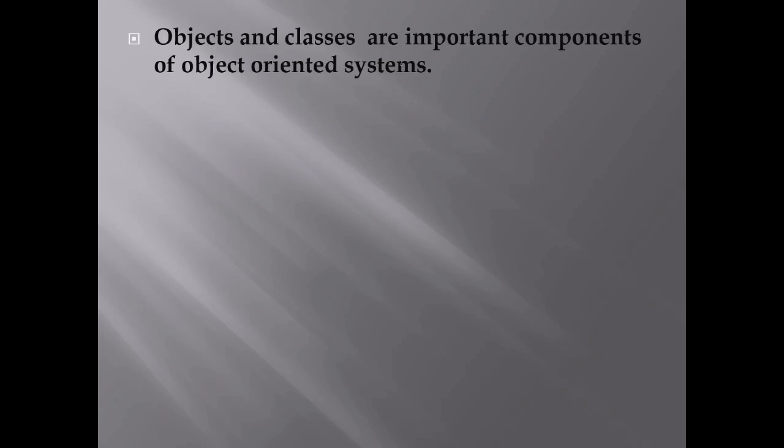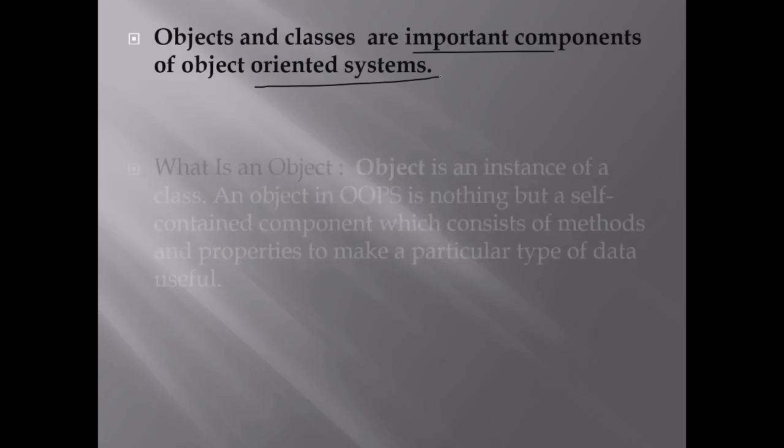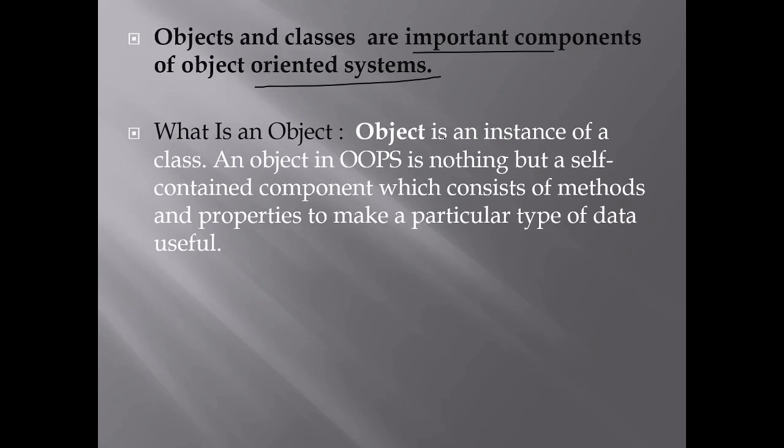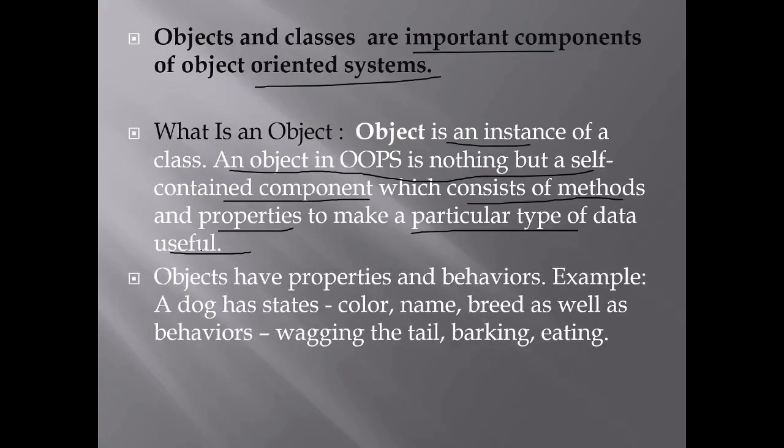Objects and classes are very important components of object-oriented systems. So what is an object? An object is an instance of a class. An object in OOPS is nothing but a self-contained component which consists of methods and properties to make a particular type of data useful. This is the definition of an object, which consists of methods and properties. Methods mean behavior. Another definition: objects have properties and behaviors.